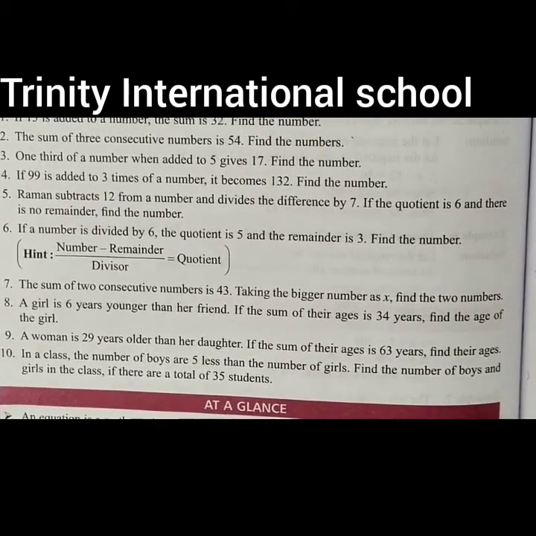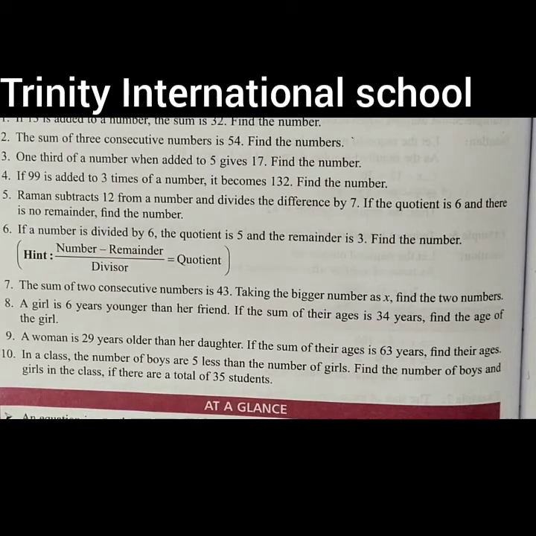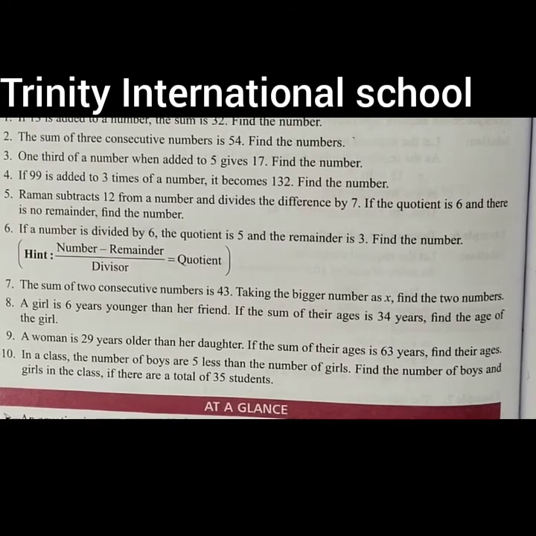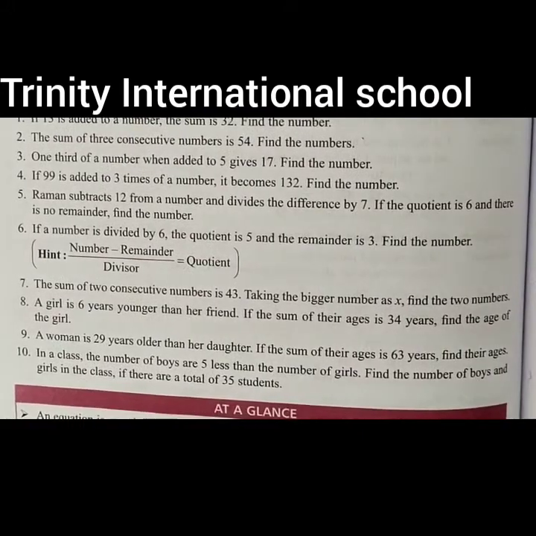So you can write this easily. Let the daughter's age be x and the woman's age is x plus 29. So that you can solve it easily, isn't it? So let us solve it.